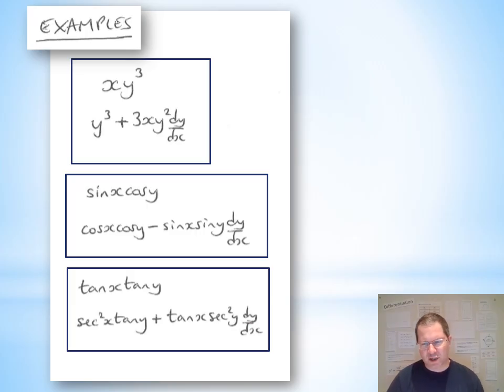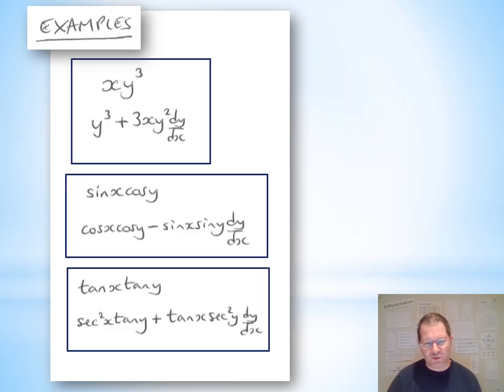So if we have xy cubed, we can let u equals x and v equal y cubed. du by dx will equal 1, but dv by dx will equal 3y squared dy by dx. So when we use the product rule, we're going to times x by 3y squared dy by dx and y cubed by 1, and that will give us y cubed plus 3xy squared dy by dx. Again, notice it's not equal to anything.